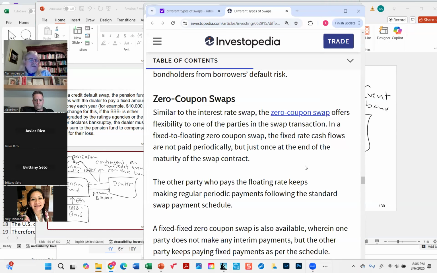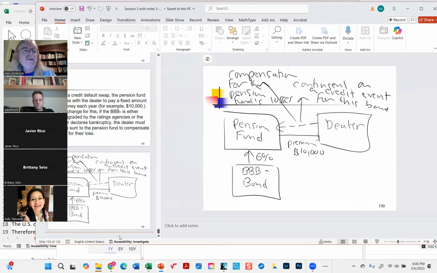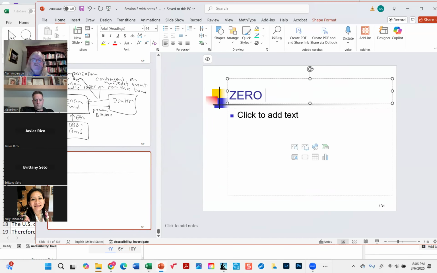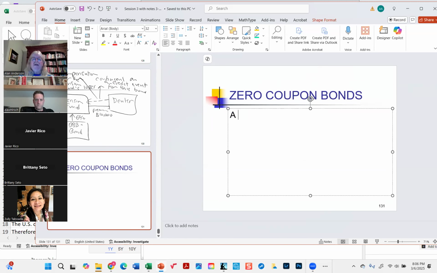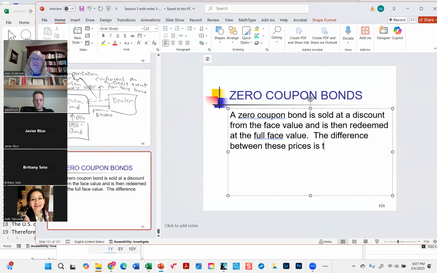Now, the reason why you might do that is because you own a bond, which is itself a zero coupon bond. Now, I don't know if you've ever seen zero coupon bonds, but what's different there is that you're basically not really even receiving coupons. What's happening is that a zero coupon bond is sold at a discount from the face value and is then redeemed at the full face value. The difference between prices is the capital gain to the owner of the bond.